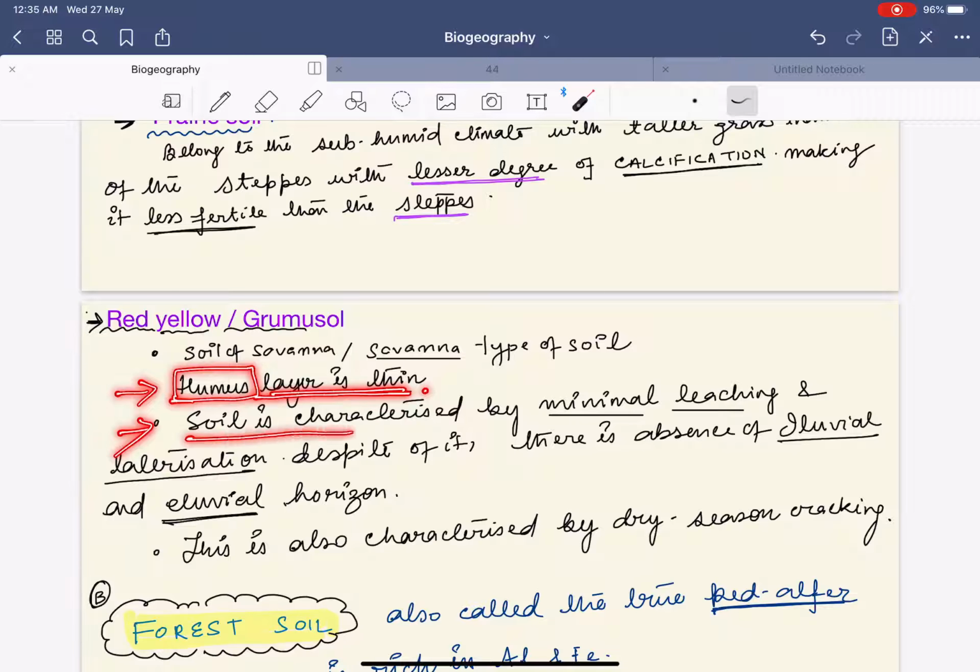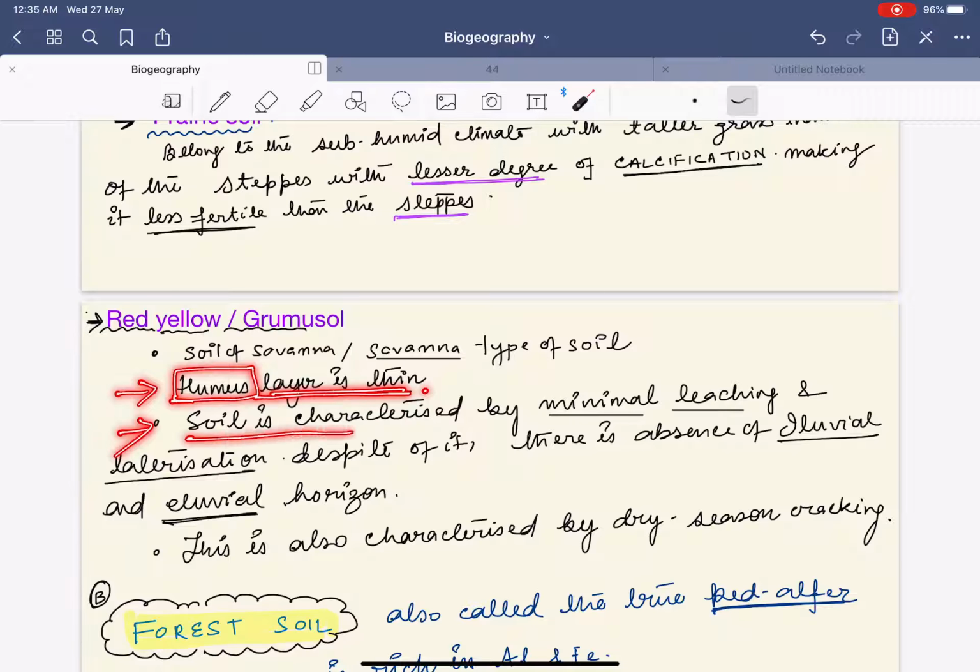Next, what is the problem of this kind of soil? This kind of soil lacks humus, added to the waterlogged condition that makes it less fertile. This soil is fertile but it is less fertile because of the lack of humus and the waterlogged condition.